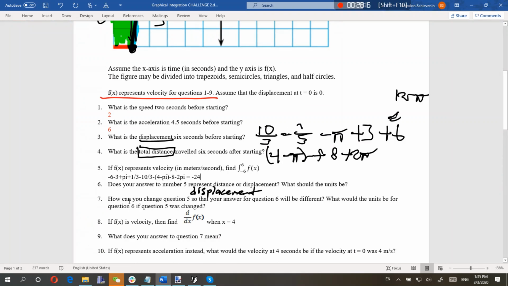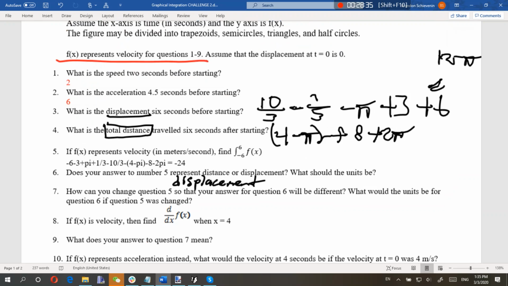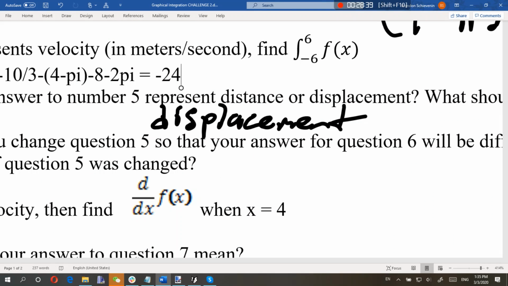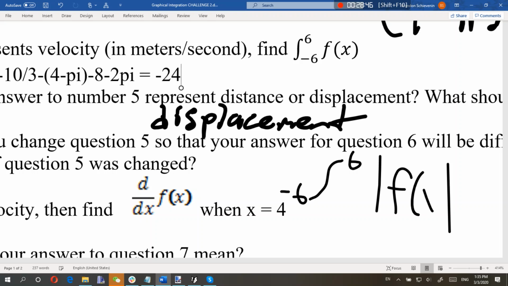Okay, so we said number 5 represented displacement. If I wanted to change question 5 so that this would represent distance instead, then instead of integrating just from negative 6 to 6, I would have to integrate from negative 6 to 6 of the absolute value of f of x.